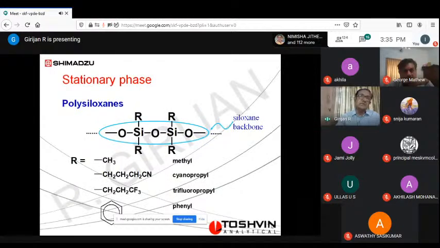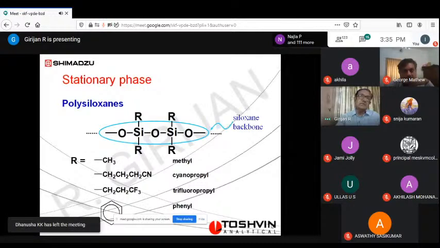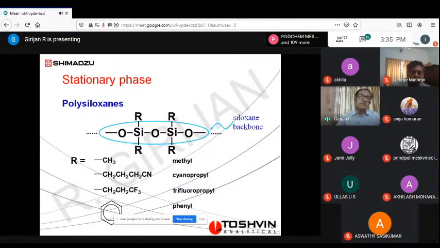Now, when we talk about polysiloxanes, the backbone of the stationary phase is nothing but an oxygen-silicon bonding. That's the backbone. We can see that oxygen, silicon. It's a polymeric chain. Now, on this backbone, we can attach different attachments. I have shown R. R is an attachment. It can be a different attachment depending upon different types of columns. If R is equal to 100% CH3, then we say it is a 100% methyl polysiloxane column.